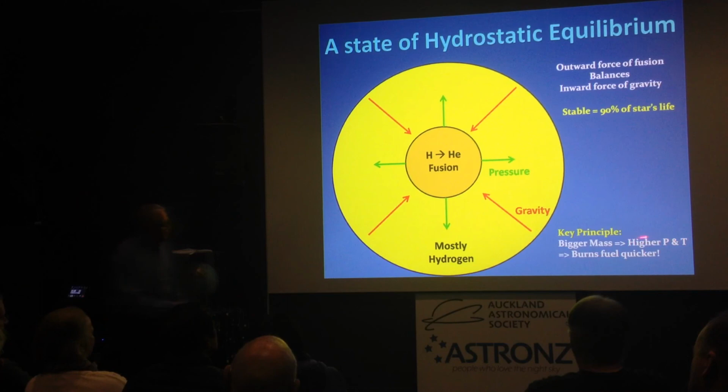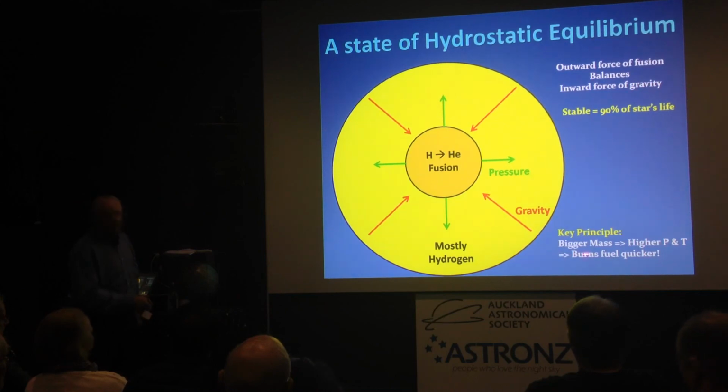So bigger mass, higher pressure and temperature, burns fuel quicker, and that's what it's all about. Big stars burn out quickly. They have big, great, bright, flashy lives, but burn out quickly. Much like Hollywood stars.